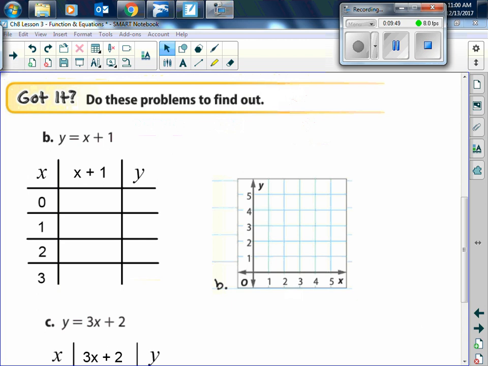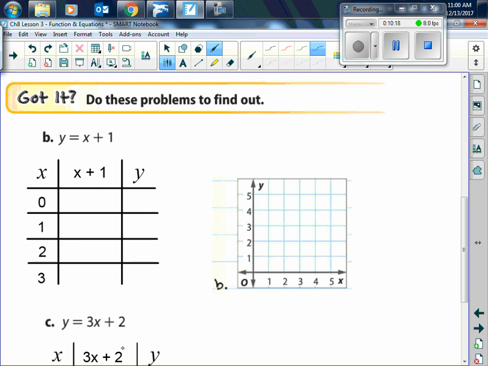So, for got it letter B, we're going to graph y is equal to x plus 1. Okay? So here I chose 0, 1, 2, and 3. Those will be my input values. Okay? And now we're just going to substitute those input values into the function rule, simplify, and then we'll get our y values.